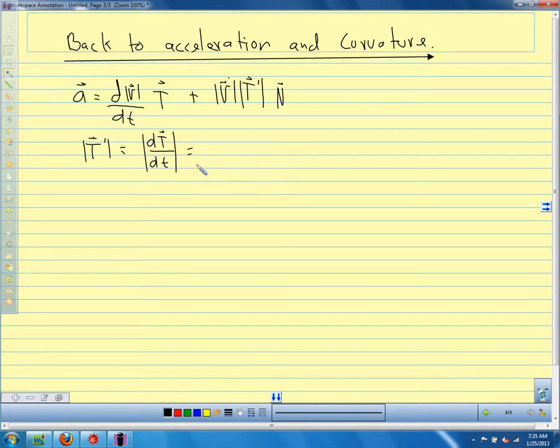Yesterday we came up with a relationship between our unit tangent vector and our arc length. The rate of change of the tangent vector with respect to time is the rate of change of the tangent vector with respect to the arc length times the rate of change of the arc length with respect to time. And what quantity is dT/ds? The magnitude of dT/ds.